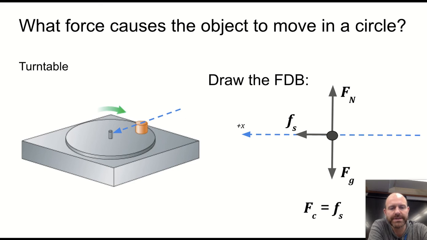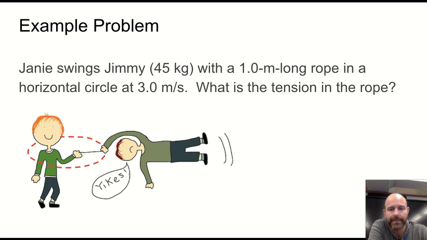If we add our coordinate system, the positive x or the radial direction is those two lines. The centripetal force then is equal to the force of static friction. That's the only force acting radially.